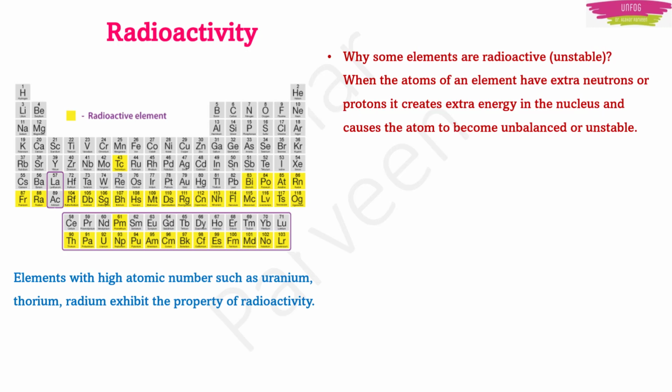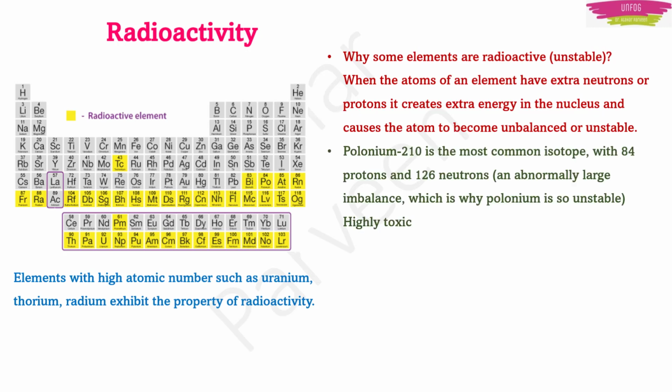Now I told you that polonium is the most radioactive element, which means it is the most unstable. Its most common isotope is actually polonium-210, with just 84 protons but 126 neutrons. This is abnormally large, right? There is so much imbalance. That's why polonium becomes unstable and it is highly toxic. It is highly toxic to man if he ingests it. Till then it is not toxic.